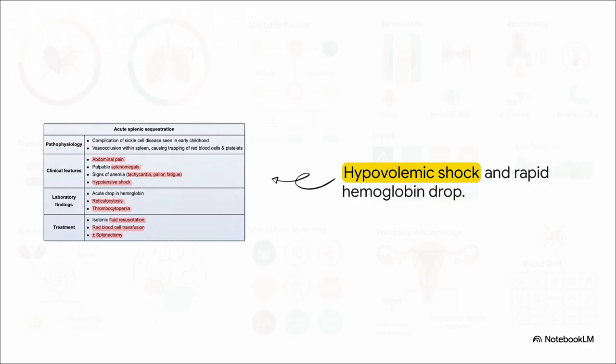If a kid with sickle cell disease rolls in with hypovolemic shock, left upper quadrant tenderness, and a rapidly enlarging spleen, it means their red blood cells are pooling massively right into the spleen, like a giant sponge. You'll see a sharp drop in hemoglobin and a spike in reticulocytes. The immediate treatment here is isotonic fluid resuscitation and a cautious red blood cell transfusion. You have to be careful because those trapped cells can suddenly return to circulation and cause hyperviscosity.